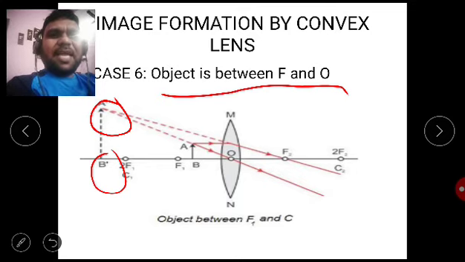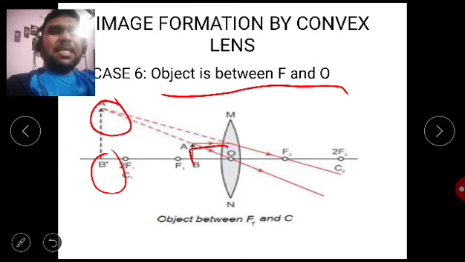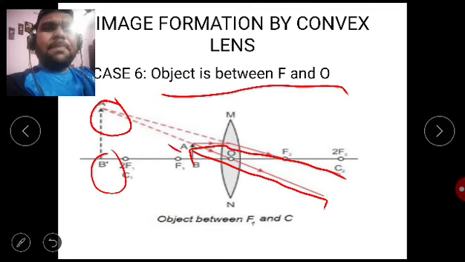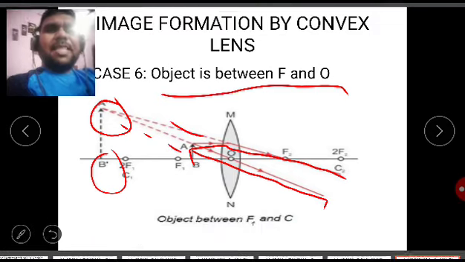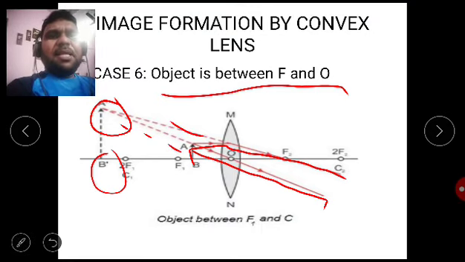Just see this diagram. The ray of light parallel to the principal axis is passing through the focus, and the ray through the optical center is passing through. So they are not meeting each other. Why are they not? They are not converging, they are diverging. So how will they meet? We will extend them and they will meet at point A. So a virtual image will be there.